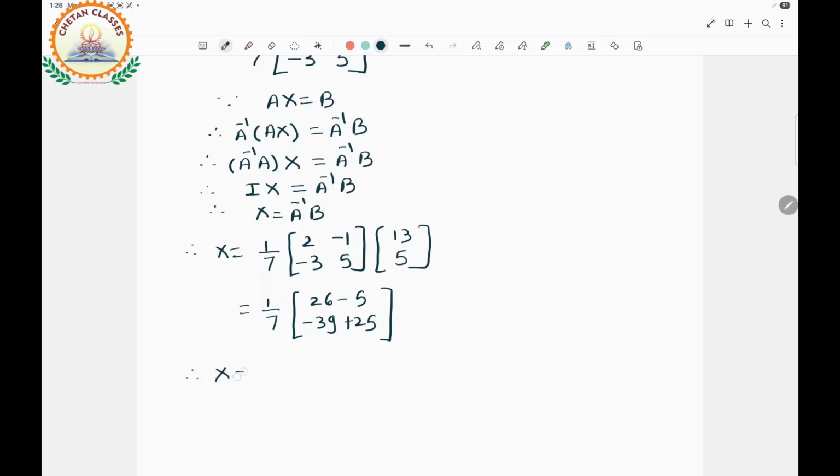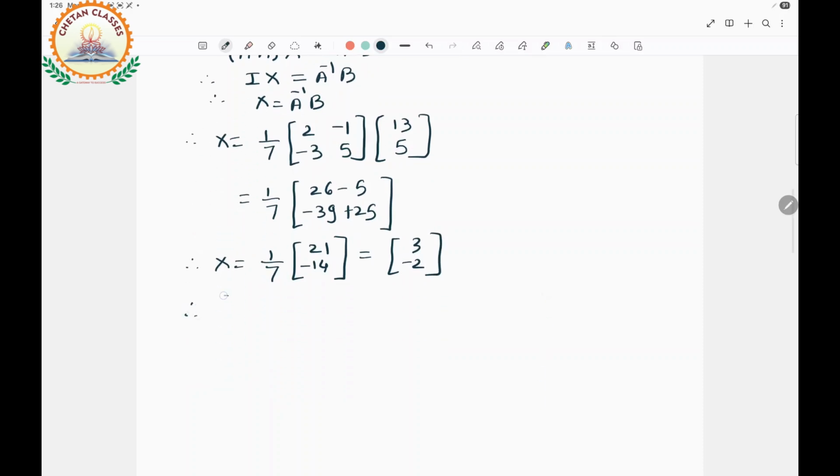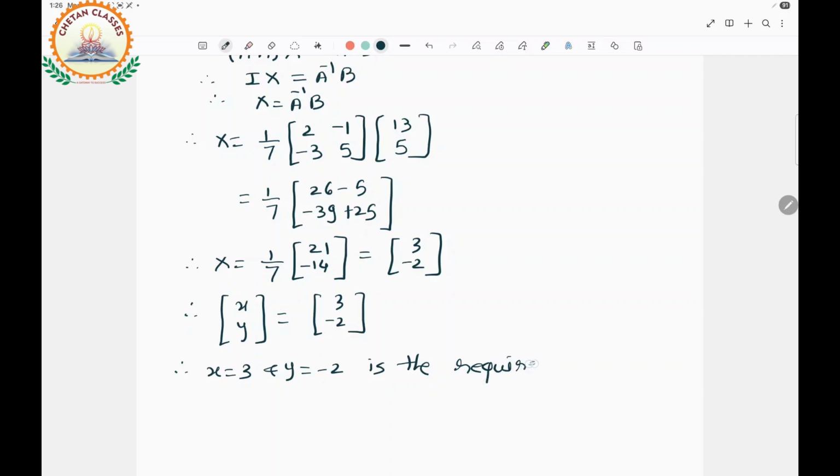So therefore we get X is equal to 1 upon 7 into 21 minus 14, which is equal to 3, minus 2. Now X means XY. So XY is equal to 3, minus 2. It means x is equal to 3 and y is equal to minus 2 is the required solution. Okay.